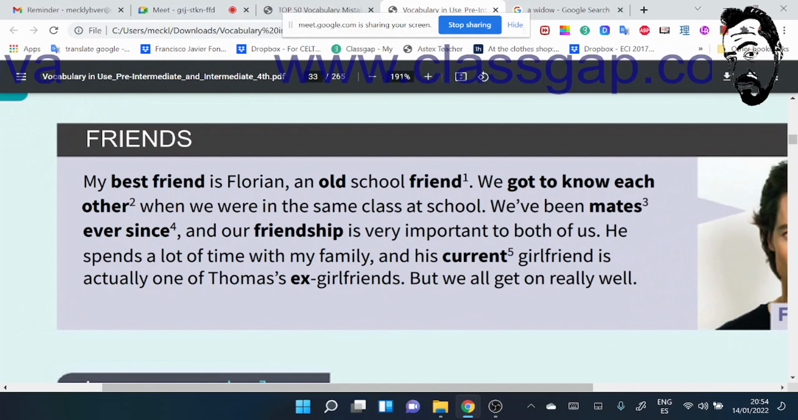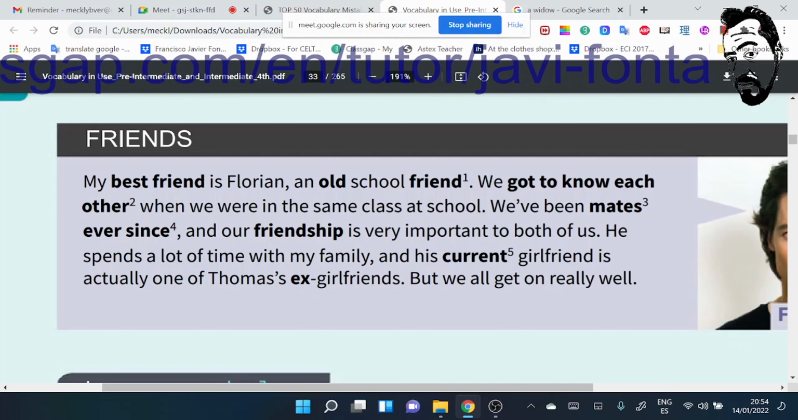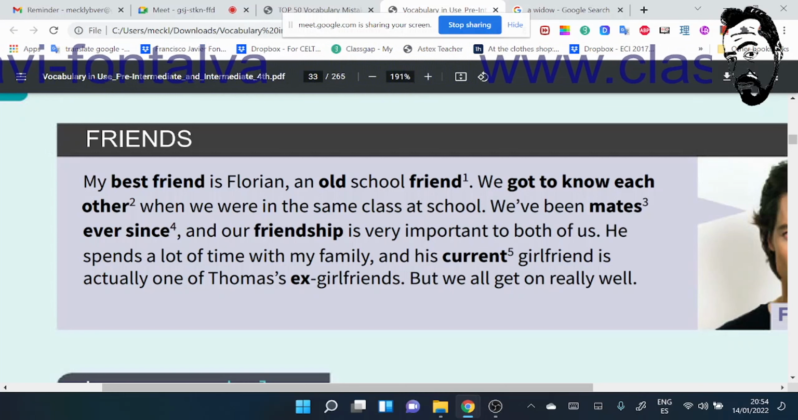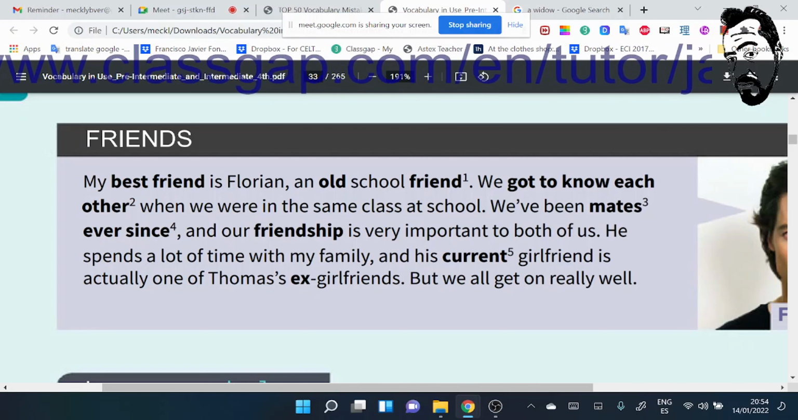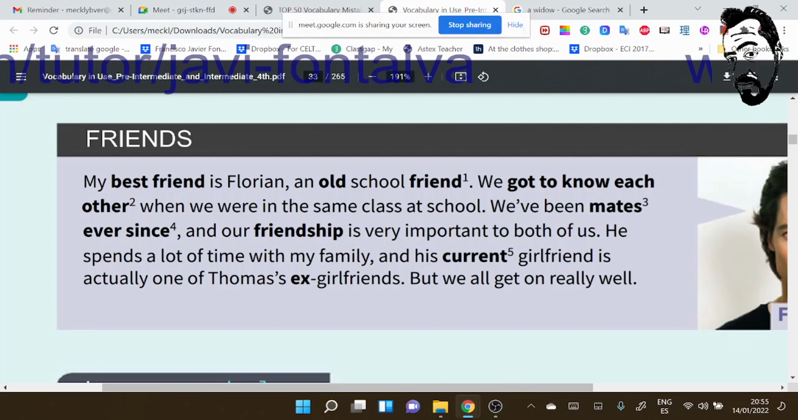My best friend is an old school friend. We got to know each other when we were in the same class at school. We've been mates ever since. And our friendship is very important to both of us. He spends a lot of time with my family, and his current girlfriend is actually one of Thomas' ex-girlfriends. But we all get along really well.